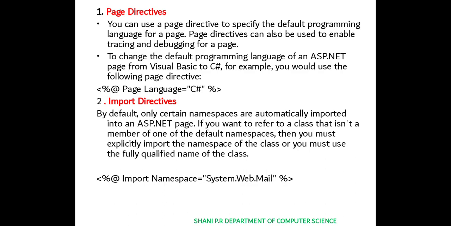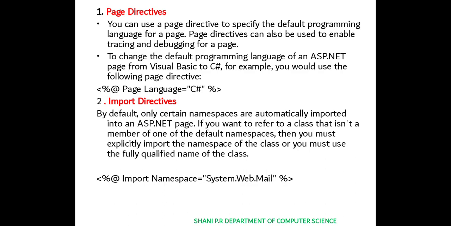To change the default programming language of an ASP.NET page from Visual Basic to C#, for example, you would use the following page directive. You need to specify the page language like this: <%@ Page Language="C#" %>. If you are using VB in place of C#, you can give VB. If you are using J#, then you can give Page Language equals J#. Otherwise JScript, that is JavaScript.